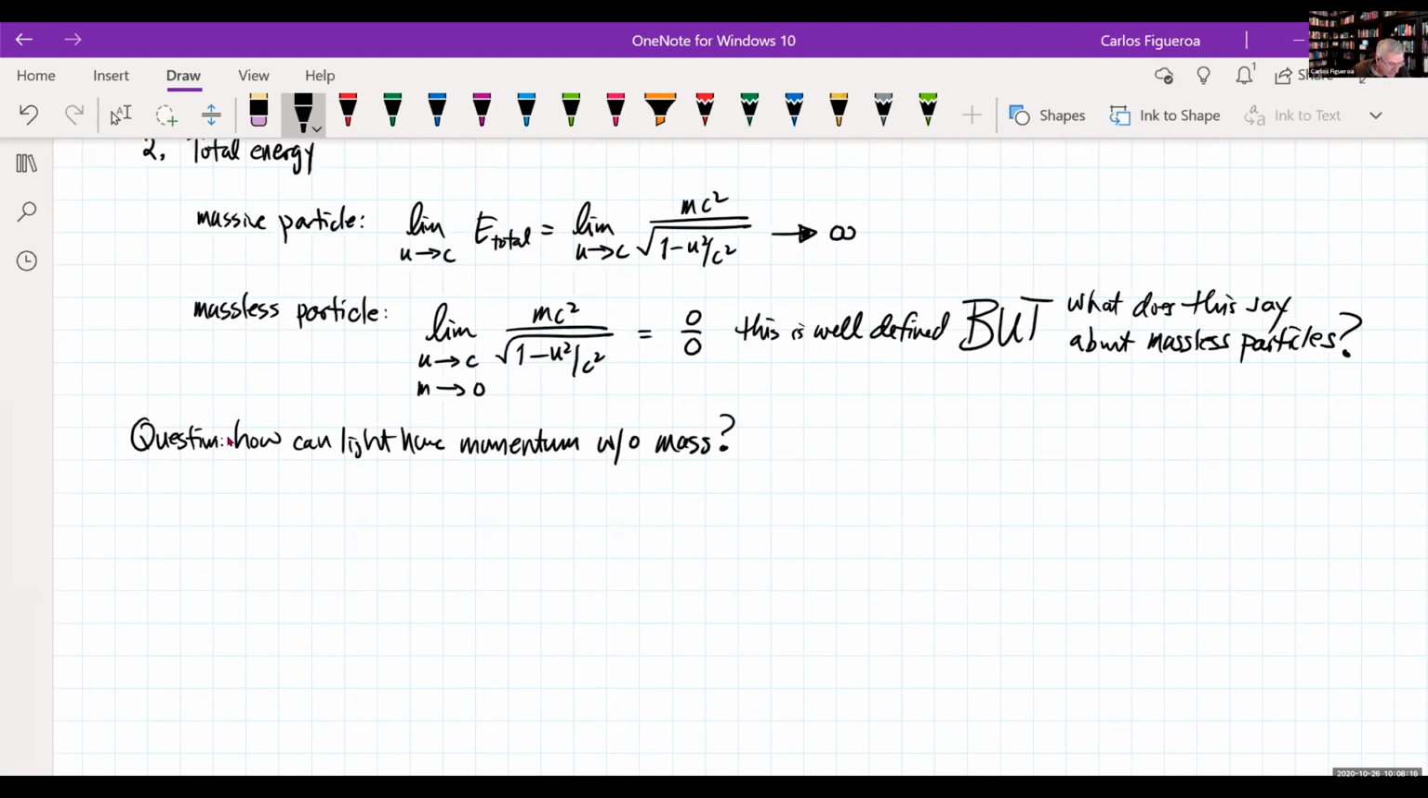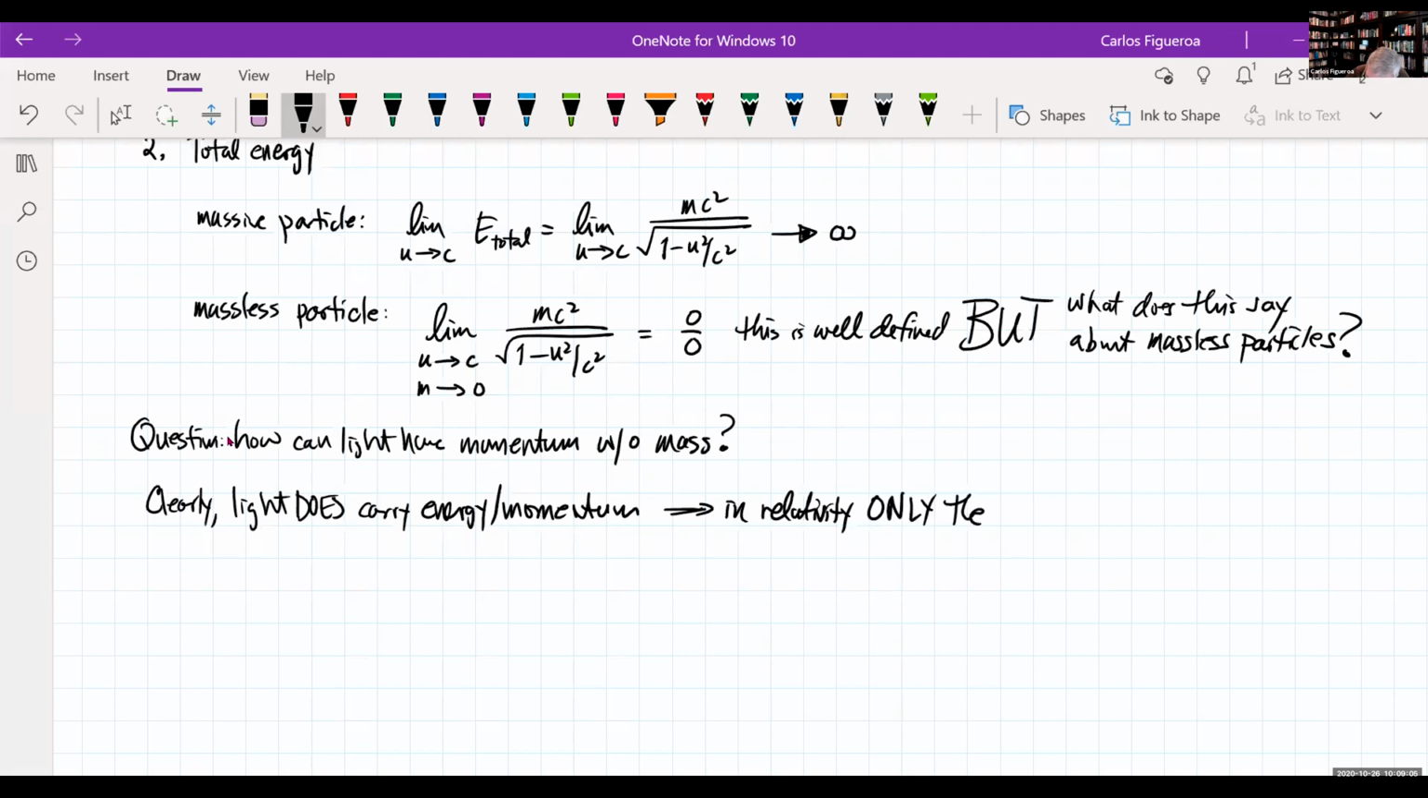So here's where, light, how can I say this? Well, clearly, to answer this question, light does carry energy and momentum. How could it come from the sun to us? How can we get a sunburn if it didn't carry energy and momentum? And the way I would say this is that in relativity, only the four-energy can answer this question.